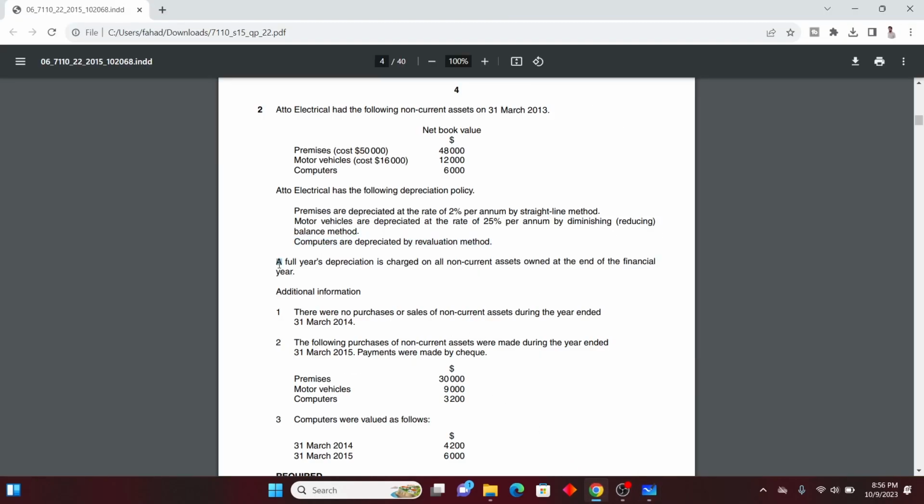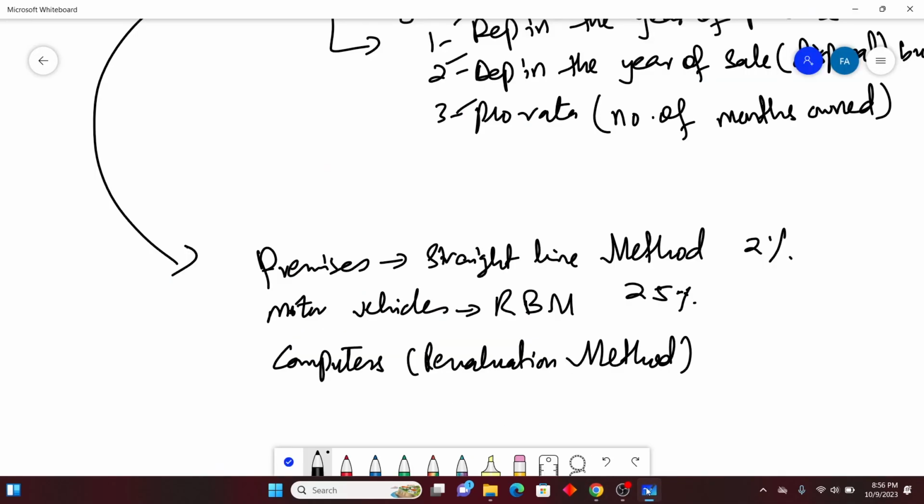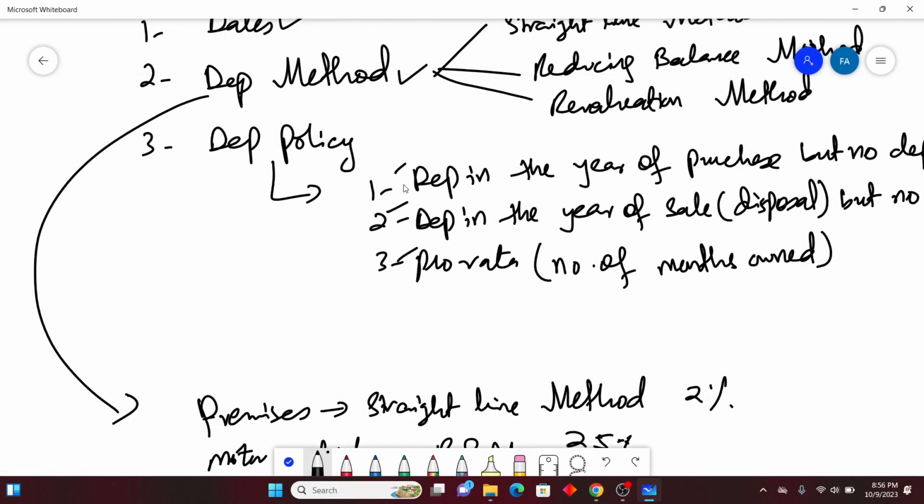So let's move forward. A full year's depreciation is charged on all non-current assets owned at the end of the financial year. It means that at the end of the financial year, this policy is being used, which is the first policy. The depreciation is charged in the year of purchase, but no depreciation in the year of sale, in the year of disposal. If before the end of the year you have sold the asset on any particular date, you will not be charging your depreciation. This is the first policy. We need to remember this thing.